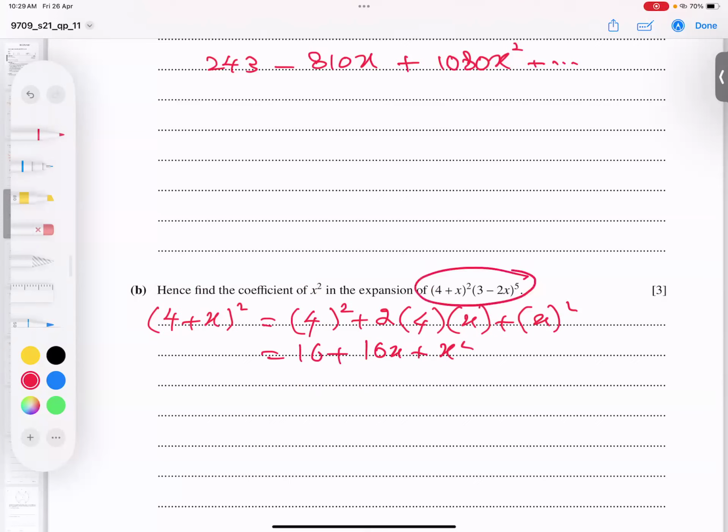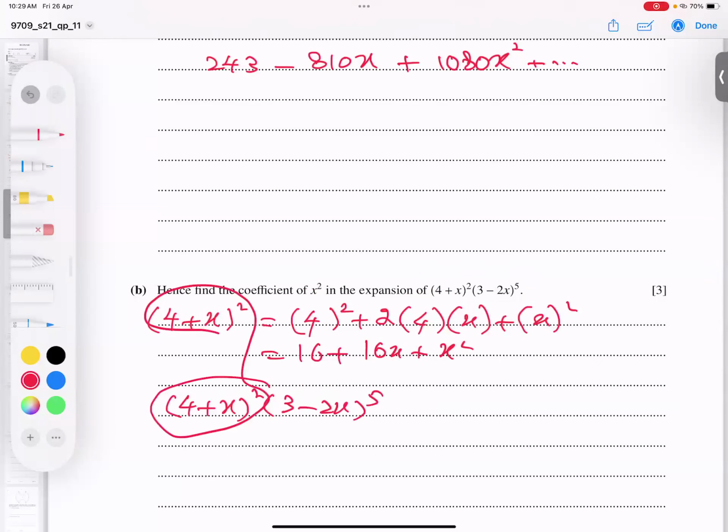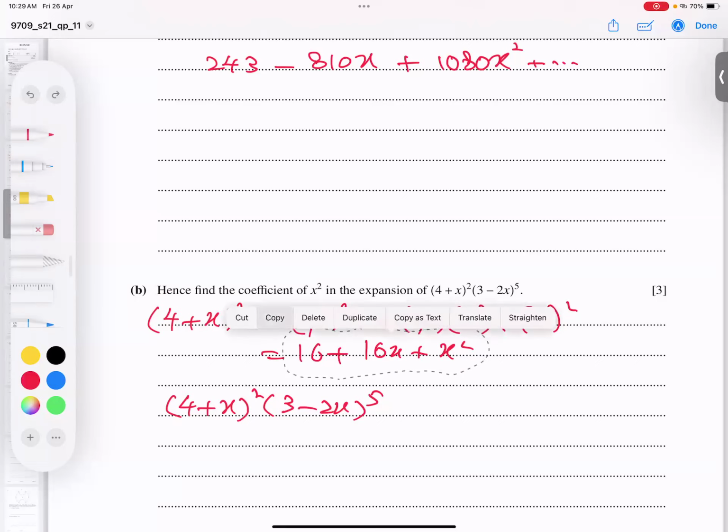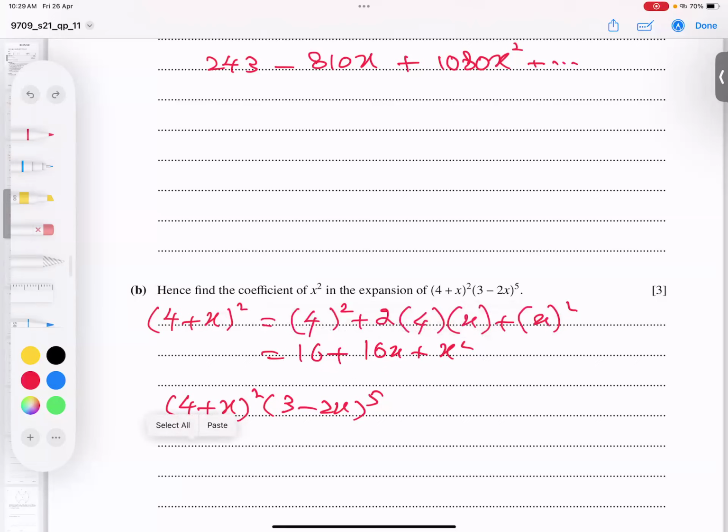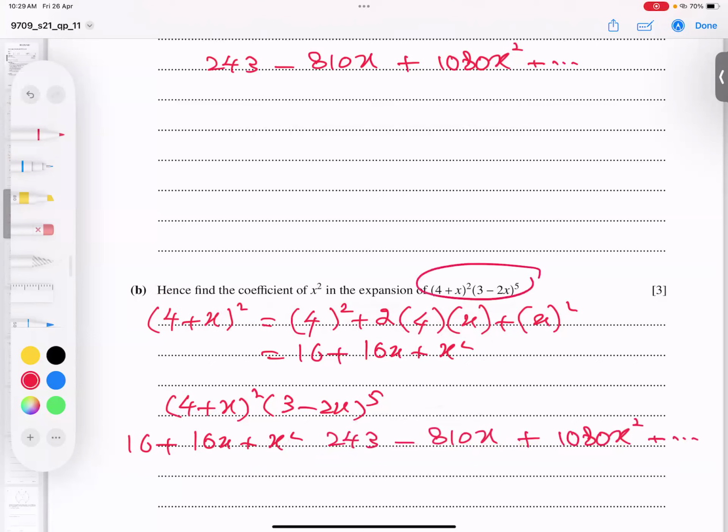Now, students, the question is this. I'm writing 4 plus x to the power 2 times 3 minus 2x to the power 5. So these all 3 terms are going to come here, and I copy paste the top equation here, but make sure there's a multiplication. So I put a bracket on this and this. I think this part is very clear.